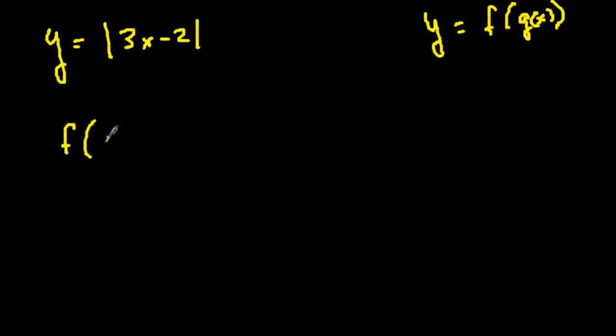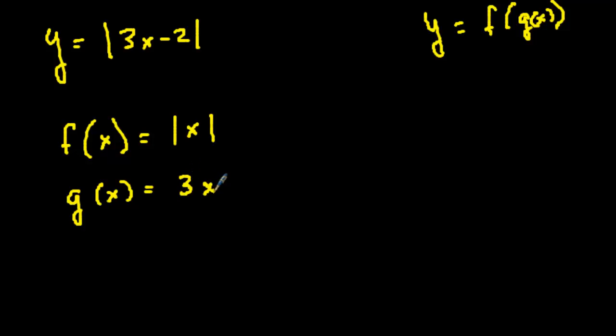So again, the easiest thing to do would be to make f of x the absolute value of x, and then g of x would simply be 3x minus 2, and then we could substitute 3x minus 2 into here, and we'd have the absolute value of 3x minus 2.